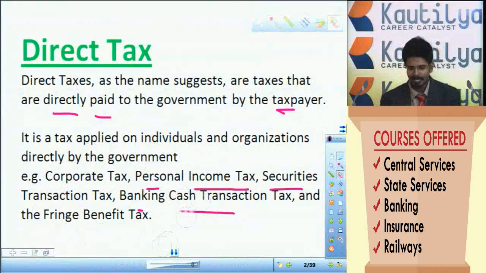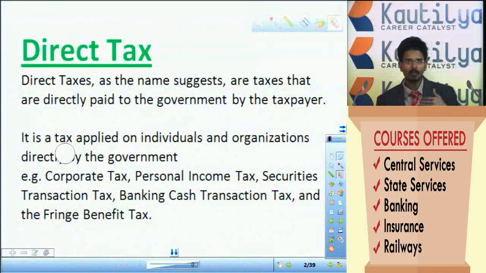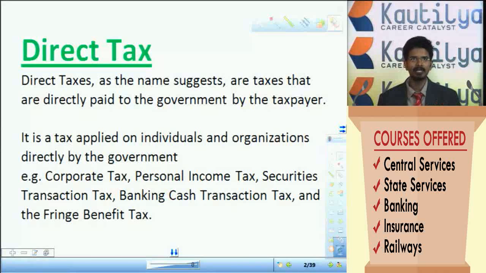It is a tax applied on individuals and organizations directly by the government. That is, there is no via media, you don't have any middlemen or some middle level organizations. The tax is directly paid by the citizens or the organizations to the government. Okay, that is about direct taxes. So just keep it in mind. You should have this broad understanding.